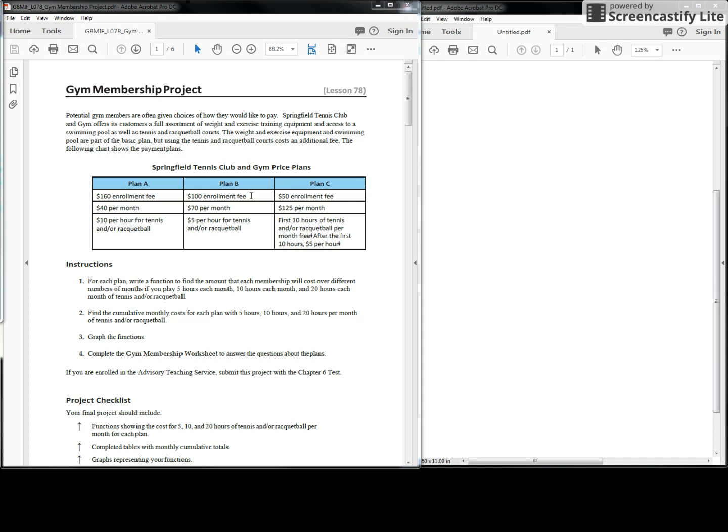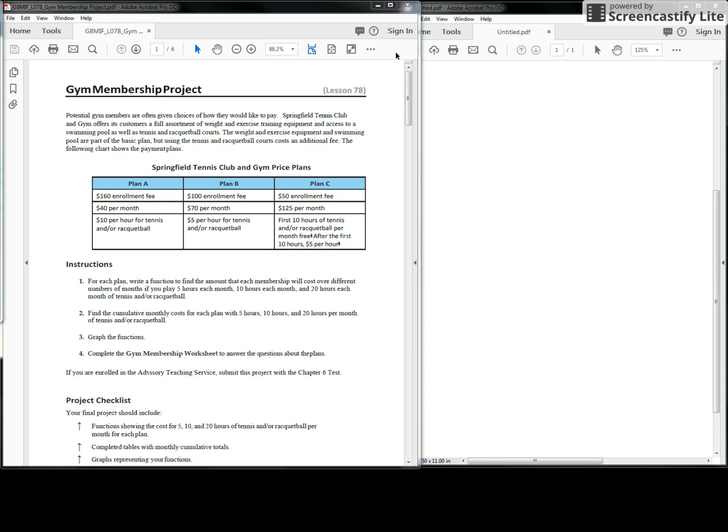Plan B is a smaller enrollment fee, more expensive monthly fee, and cheaper tennis and racquetball. And then Plan C is the lowest enrollment fee, the most expensive monthly fee, and then a rather complicated plan for tennis and racquetball, where the first 10 hours are free, and then after that it's $5 per hour. So this is also the cheapest for tennis and racquetball. So what we want to do is see different situations and which plan would work best for what scenarios.